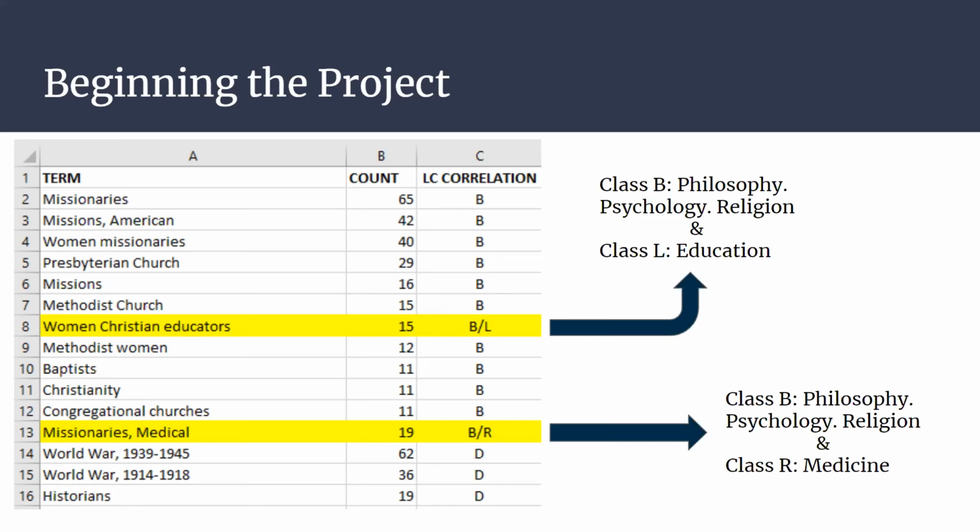Once I had subdivided all of the terms by main class letter, I looked at each individual sheet to begin the subclassification process and make more specific correlations among the terms. Let's take a look at my B sheet.